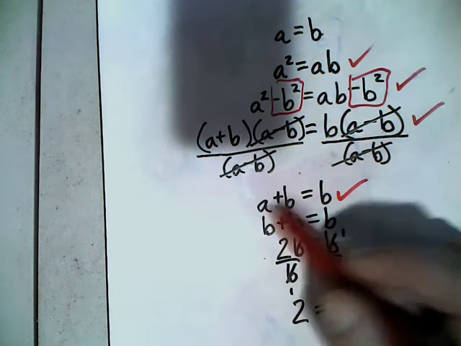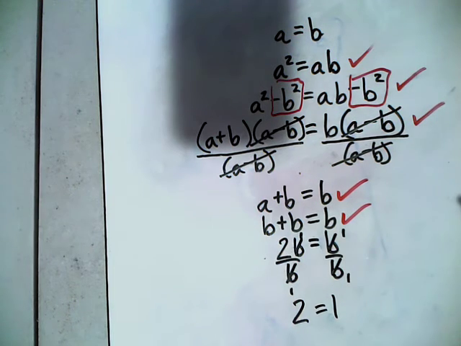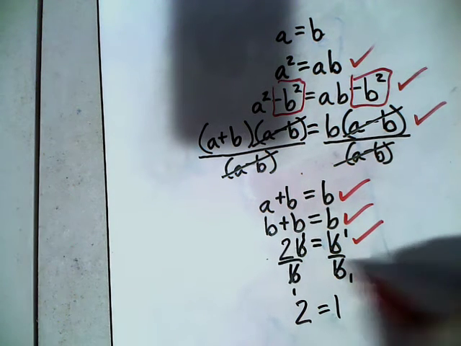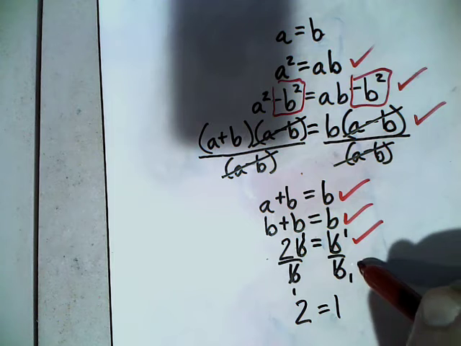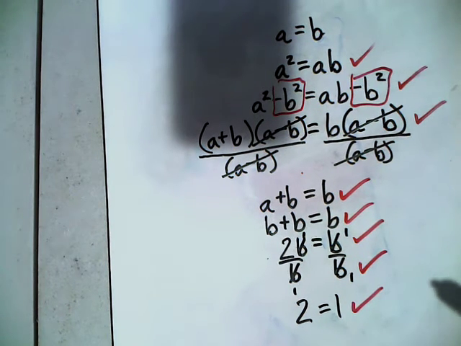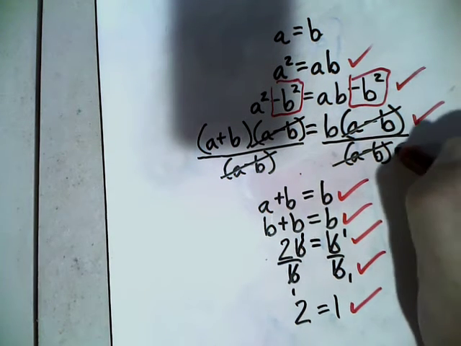Replacing the a with the b that it's equal to is called substitution. That's fine. Combining like terms is fine. Dividing by b on both sides, that's fine. And simplifying it down to 2 is fine. So where's the mistake? The mistake is actually right here.